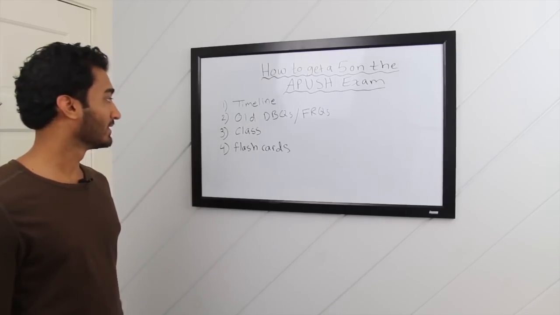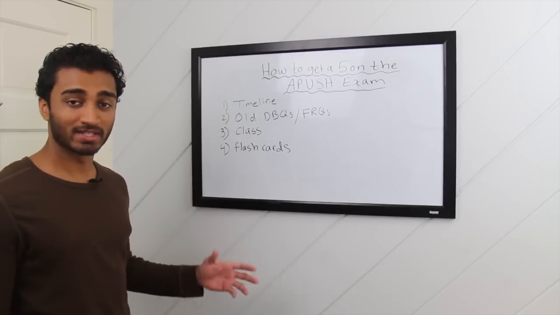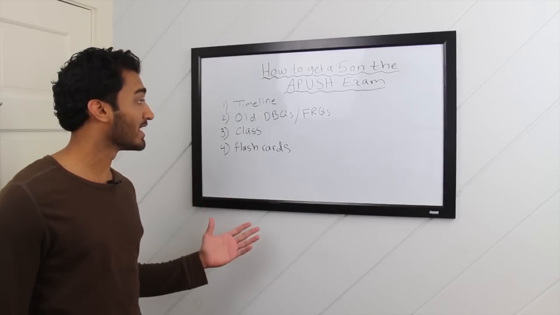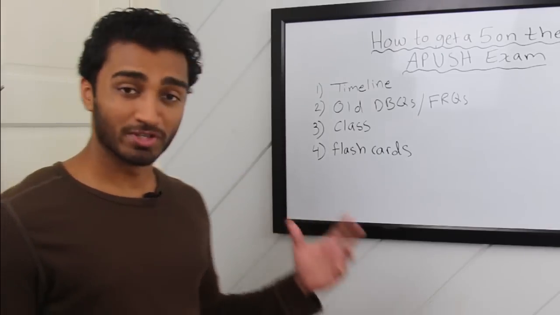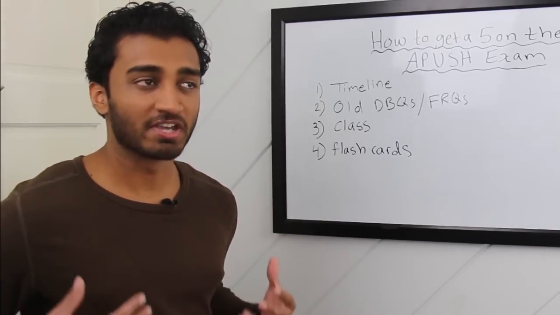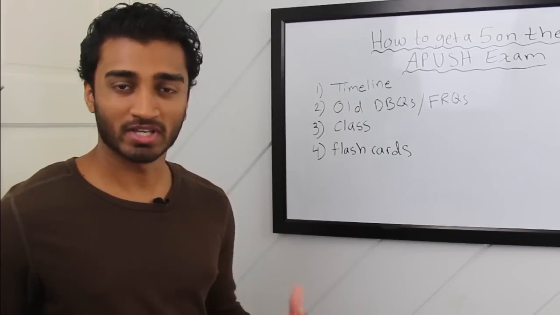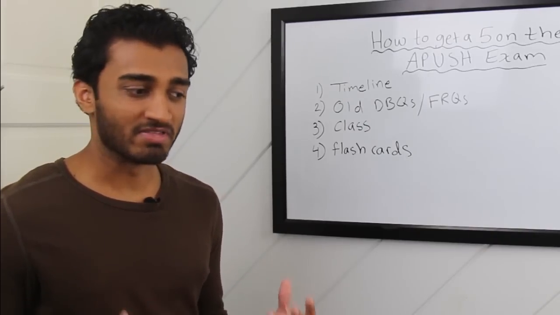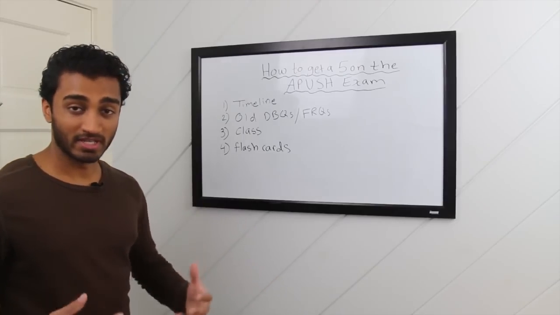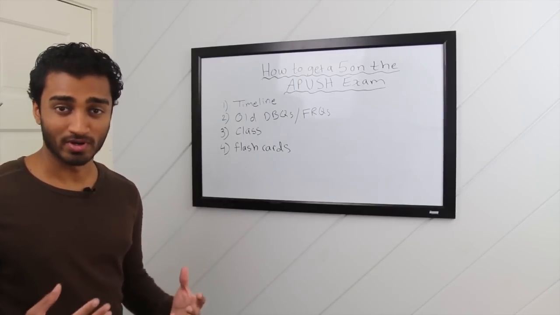Tip number 2. You want to find old AP United States history exams on the College Board website and go through the old DBQs and FRQs. What you want to do is read the prompt really quickly, and in under 5 minutes you want to start thinking about what you would write and what key facts, figures, and things you'd use to support your arguments. Now, the timeline is going to help you come up with these different key facts and figures to support your essay.